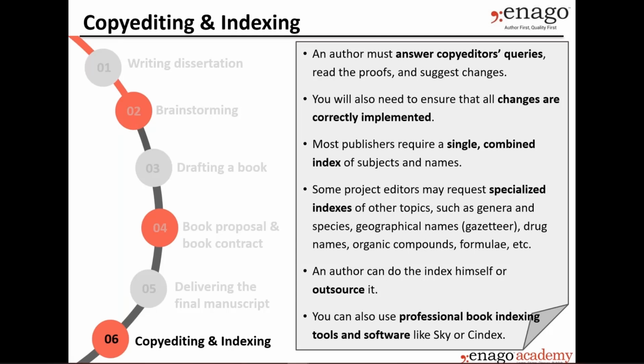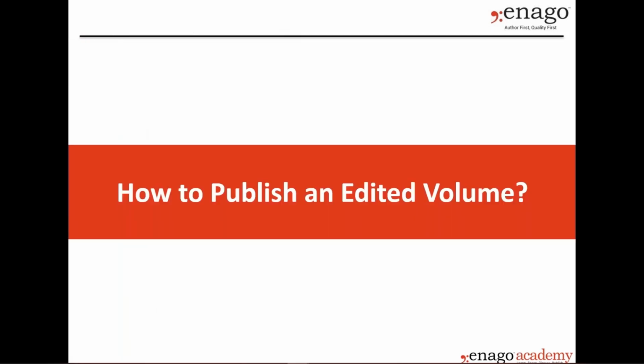And most publishers require a single combined index of subjects and names, and you have different options for that. Some project editors may request specialized index of other topics, and an author can do the index himself or also outsource it. There's also some software basically helping for indexing the books. In case you want to outsource it, it's certainly easier, but on the other hand, it mostly costs some money to do that.